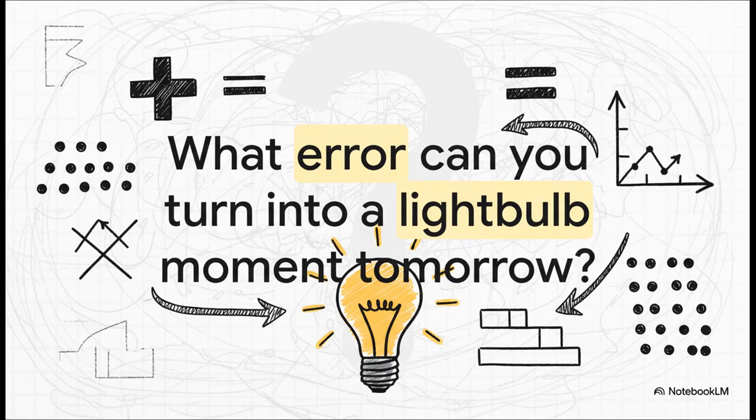So I'm going to leave you with this thought. The data doesn't lie. These student errors, they're not random. They are predictable patterns. And once we see the patterns, we can turn those moments of total confusion into these amazing light bulb moments. So my question for you is, what predictable error are you going to turn into a light bulb moment in your classroom tomorrow?